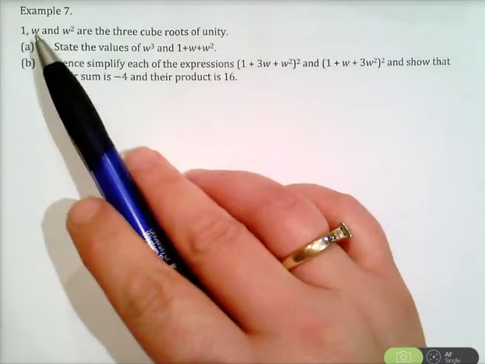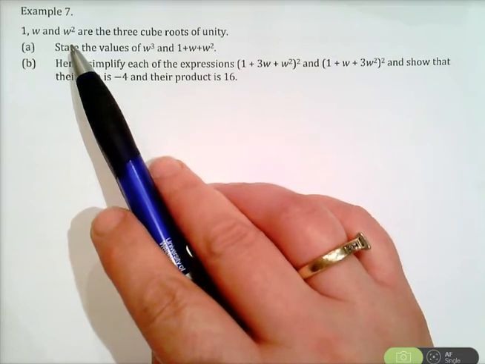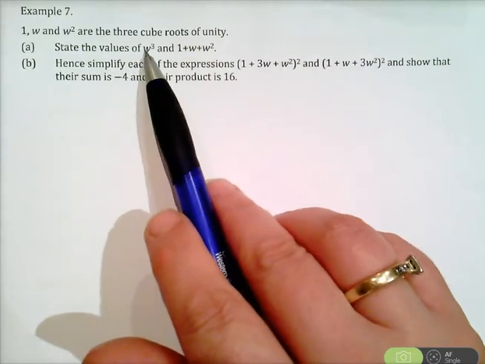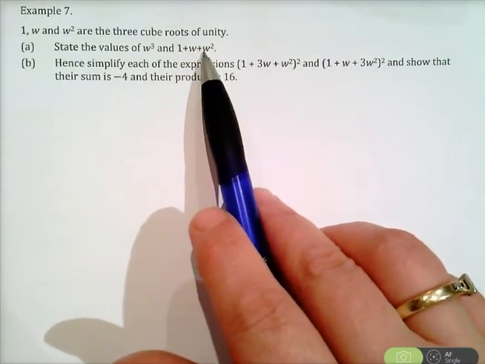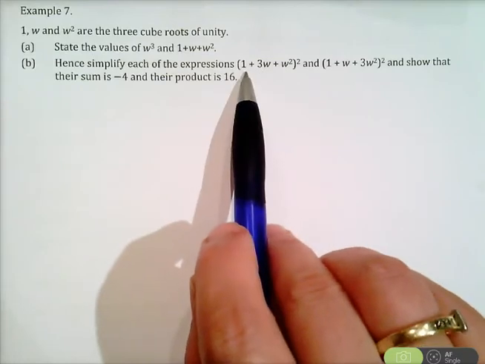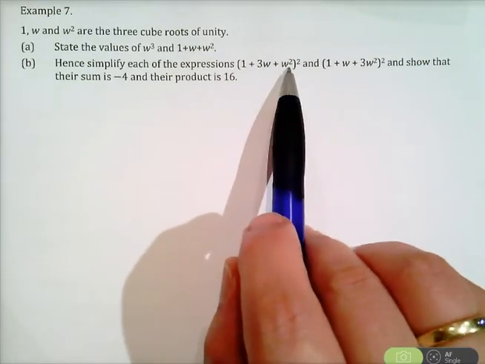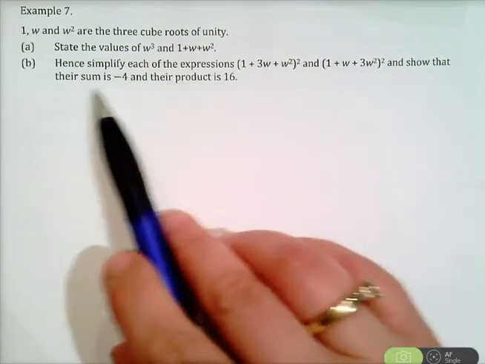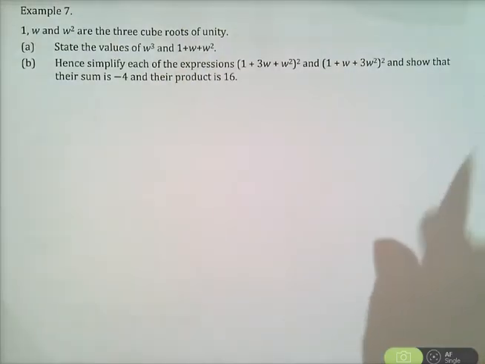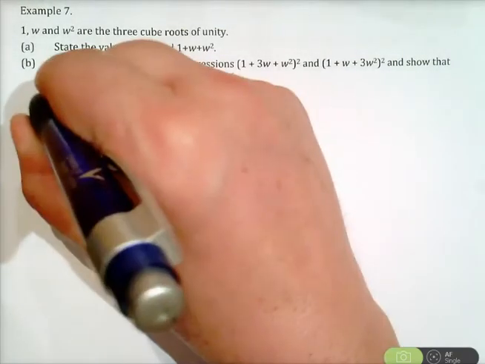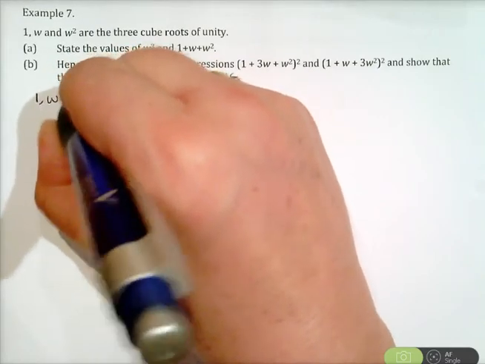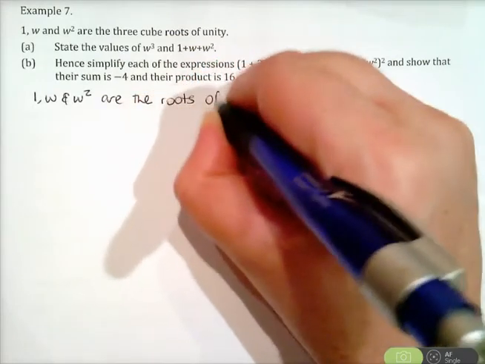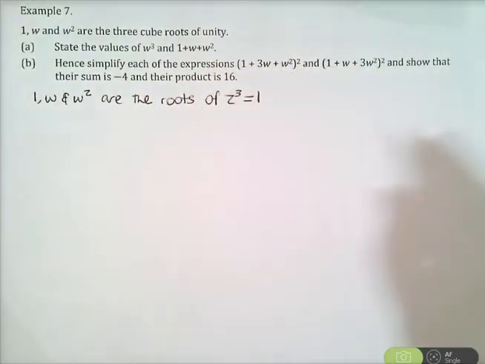In example 7, it's very similar to the question before. If 1, w, and w squared are the 3 cube roots of unity, state the values of w cubed and 1 plus w plus w squared, and hence simplify each of these expressions, 1 plus 3w plus w squared, and 1 plus w plus 3w squared, and show that their sum is negative 4, and that their product is 16. Now let's start. We know that 1, w, and w squared are the roots of z cubed equals 1.